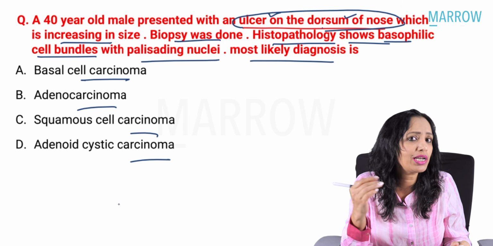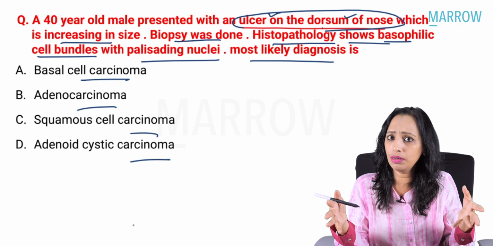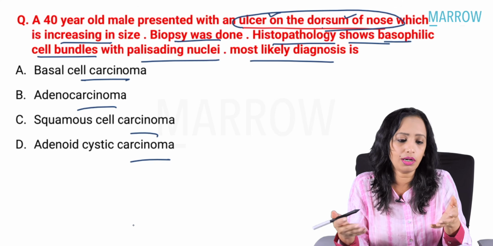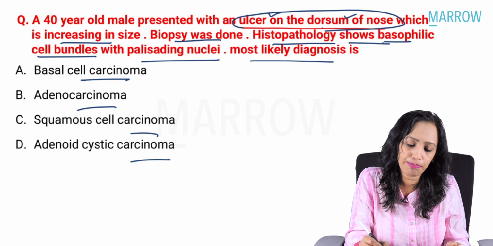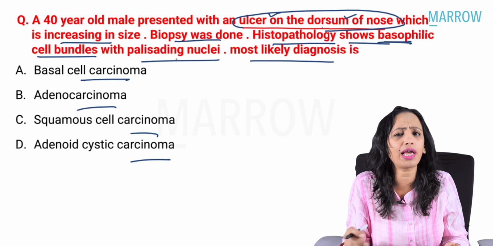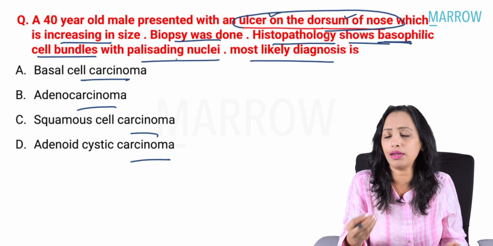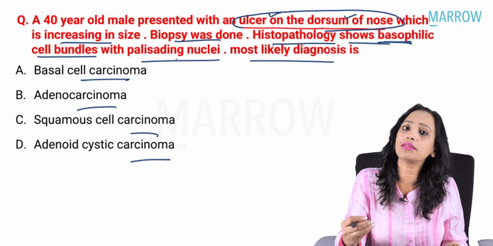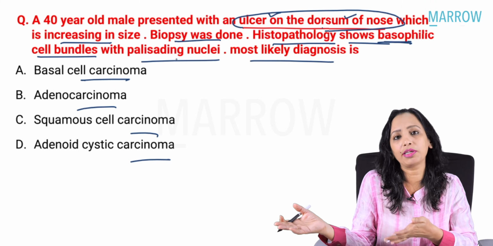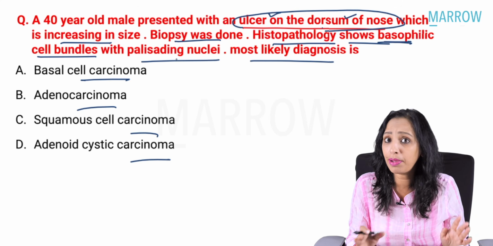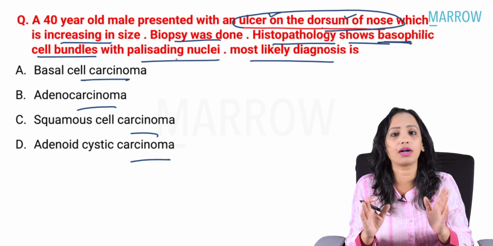So I will take a biopsy and send it for histopathology. The pathologist will see the basophilic cell bundles with palisading nuclei, and he will send me the histopathology report that it is a basal cell carcinoma. I may not know how to diagnose a basal cell carcinoma on histopathology, but by seeing this question, I can make out that the answer will be basal cell carcinoma.